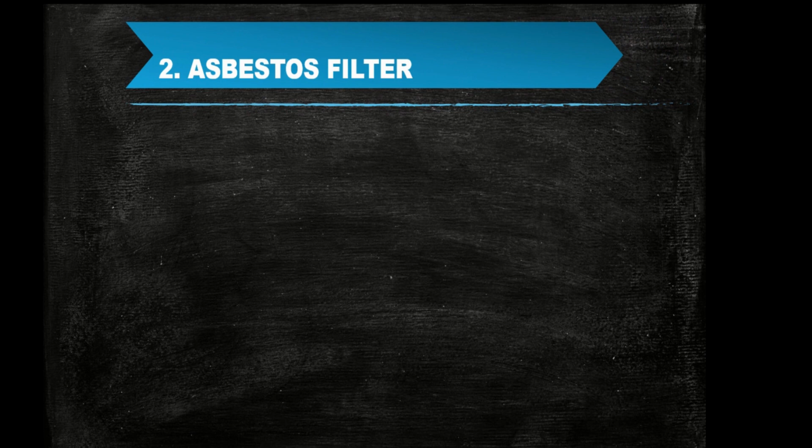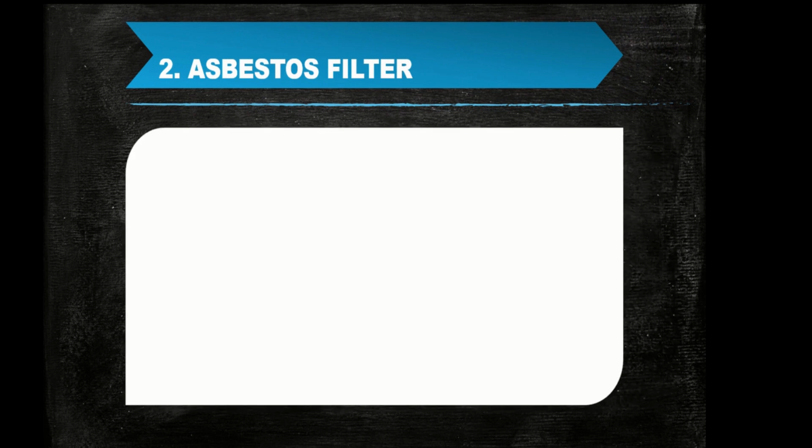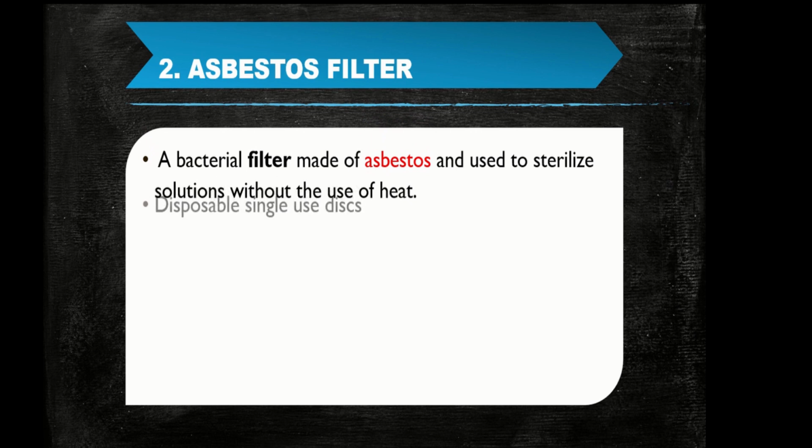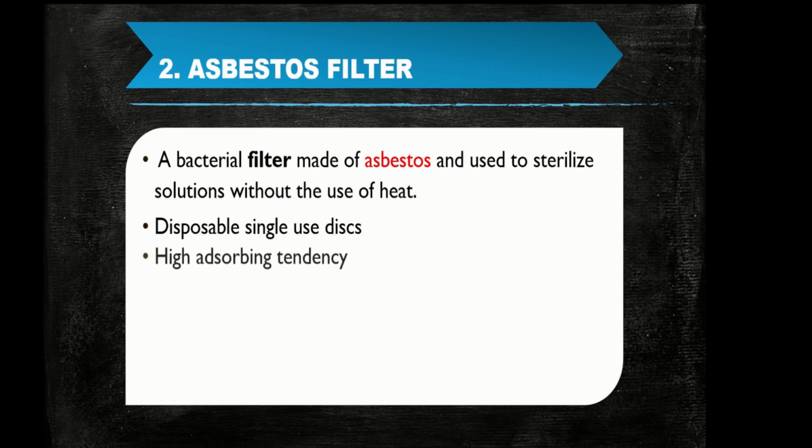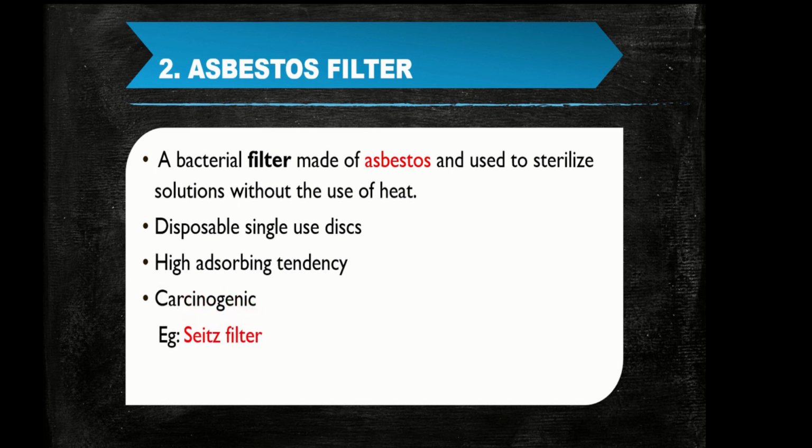Now we'll come to the next type of filter, that is the asbestos filter. It is a bacterial filter made up of asbestos and used to sterilize solutions without the use of heat. These are disposable single use discs. So in this case, it is available in disposable form. Once you have used it, there is no need to use it again. It has to be disposed of. It has a high absorbing tendency and it may be carcinogenic. The best example of the asbestos filter is the Seitz filter.